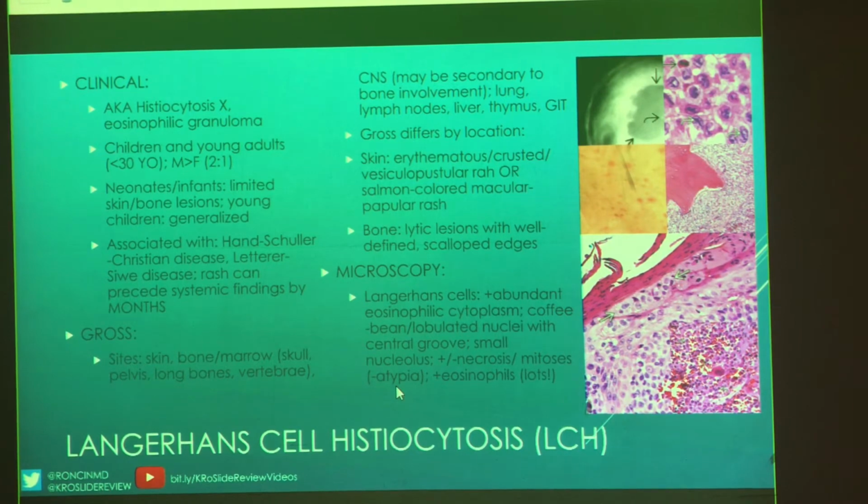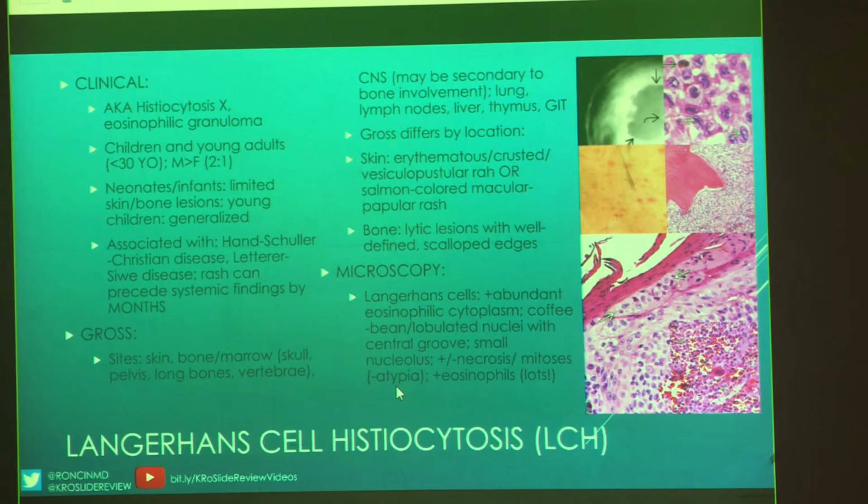So sites. Well, we're in derm, so mostly these are going to involve skin, but they can involve the bone or even the marrow. And if they involve the bone and marrow, that's often either the skull, the pelvis, the long bones, or the vertebrae. They can involve the CNS, and that's usually related to bone involvement. There can be lung, lymph node involvement, liver, thymus, GI tract. So that's what GIT stands for, is GI tract. And the growths will differ by the location, okay?